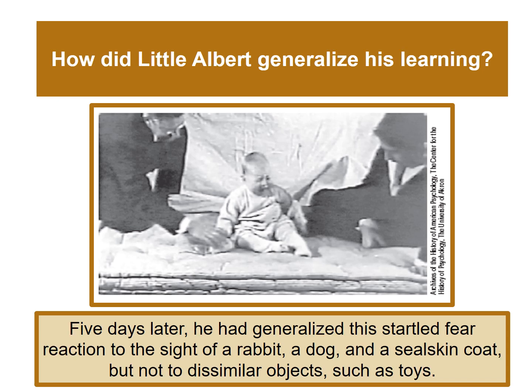How did little Albert generalize his learning? 5 days later, he generalized the startled fear reaction to the sight of a rabbit, a dog, and a sealskin coat, but not to dissimilar objects such as toys. So he generalized his fear by looking at other animals that were similar to the rat.